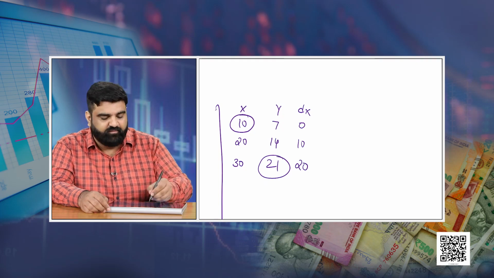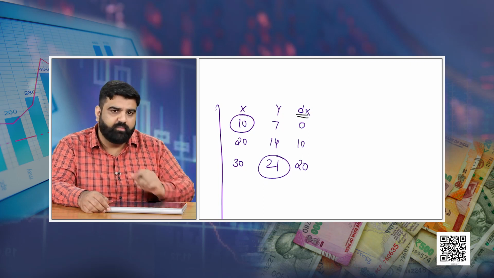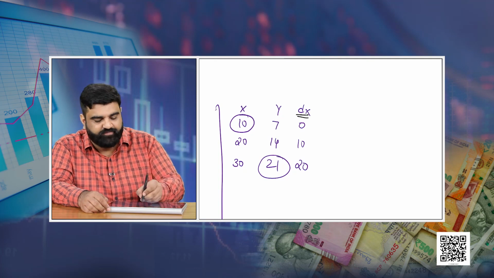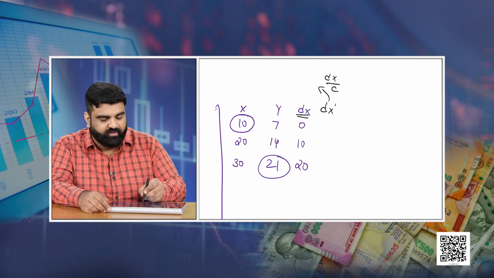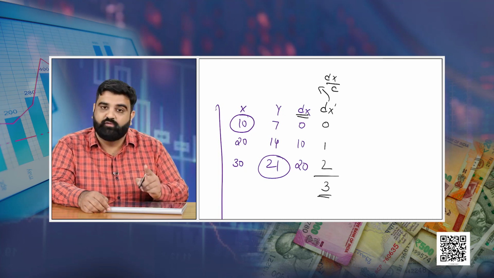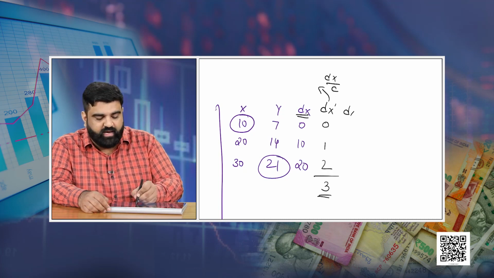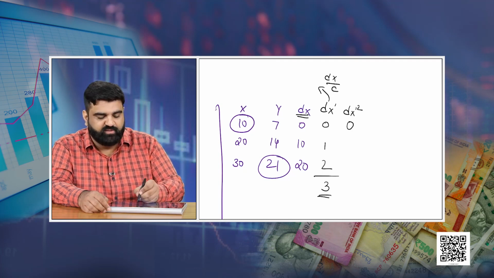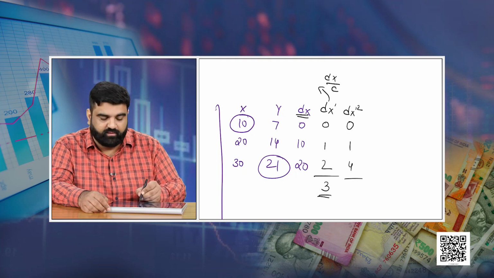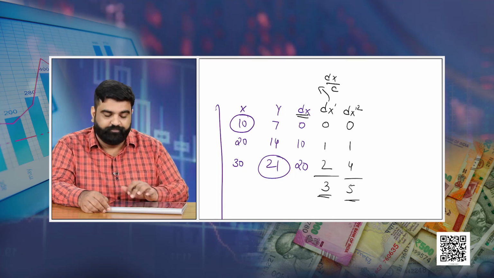Now, we see that we can pull out a common factor of 10 from this series. So, we can calculate dx dash, which will be dx divided by the common factor. So, we have 0, 1 and 2. Let us total this, this will be 3. Let us square this, so we have dx dash the whole square. This will be 0, 1 and 4. The total will be 5.